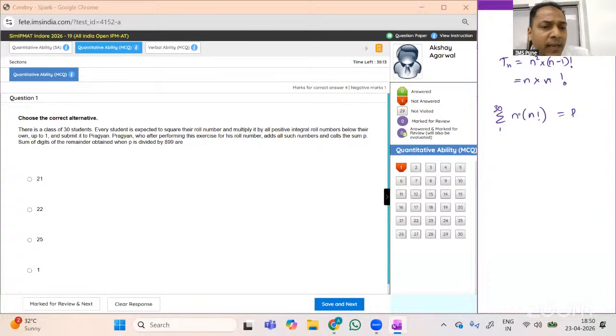P divided by 899, what will be the remainder? P divided by 899. I know 899. 899 is 29 into 31.